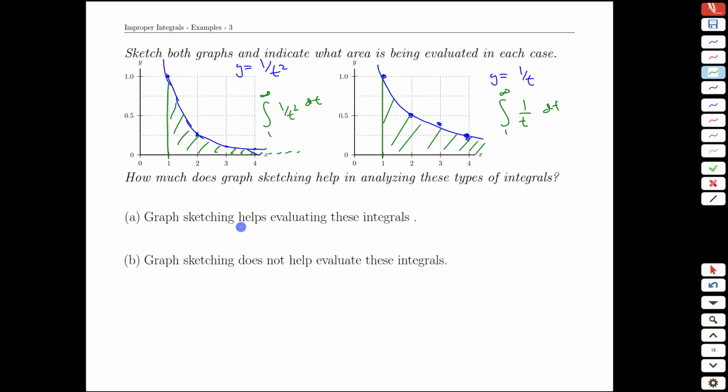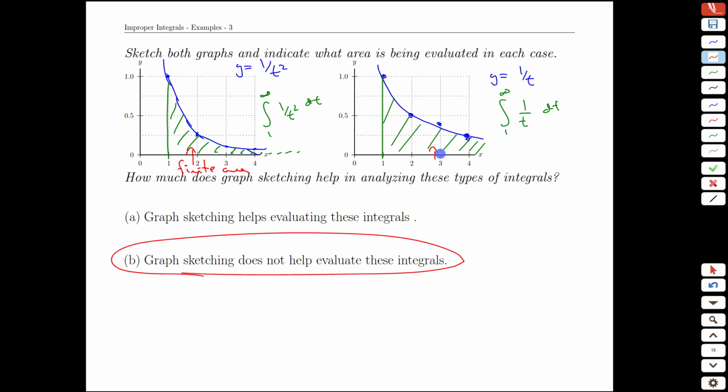All right, I think for most people, this is one of the rare times in calculus where a graph sketch really doesn't help at all. If we hadn't annotated these pictures and known that this area here was finite, whereas this area here is infinite, then the graph wasn't going to give us more information.